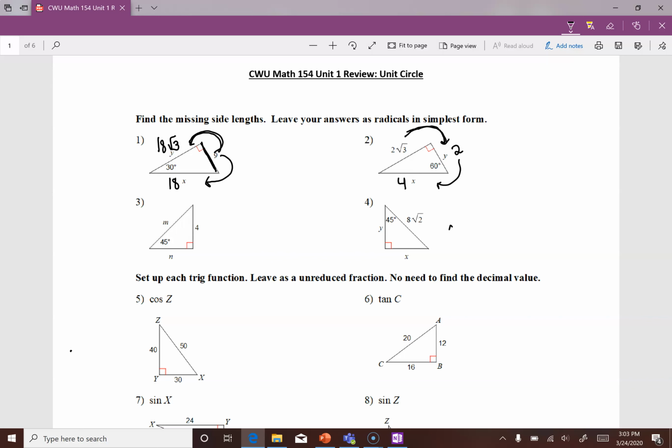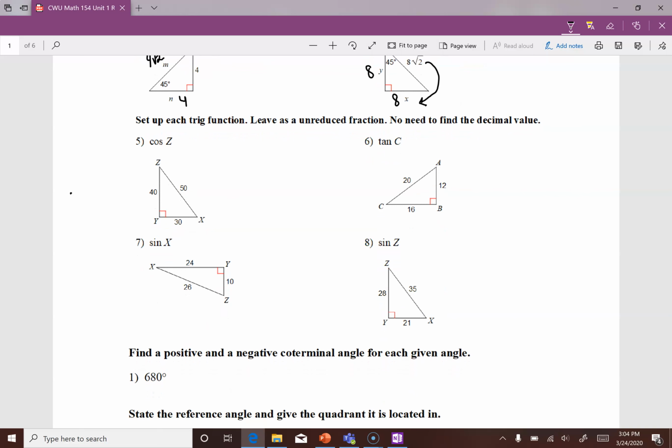All right, next up we have a 45, 45, 90 triangle. So that's going to give us 2 legs that are exactly the same. And our hypotenuse is going to be 4 root 2, because the hypotenuse is root 2 times the leg. In this particular case, on number 4, we are going from the hypotenuse to the leg. So we're just going to divide by root 2, and that leaves us with 8 and 8.